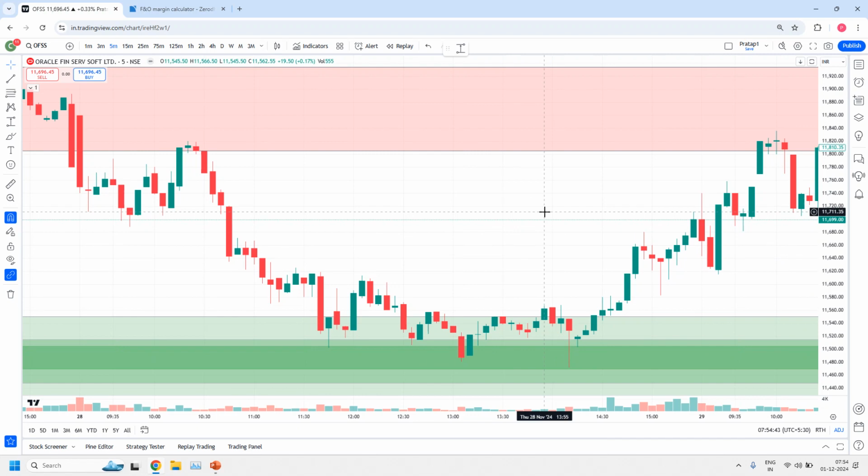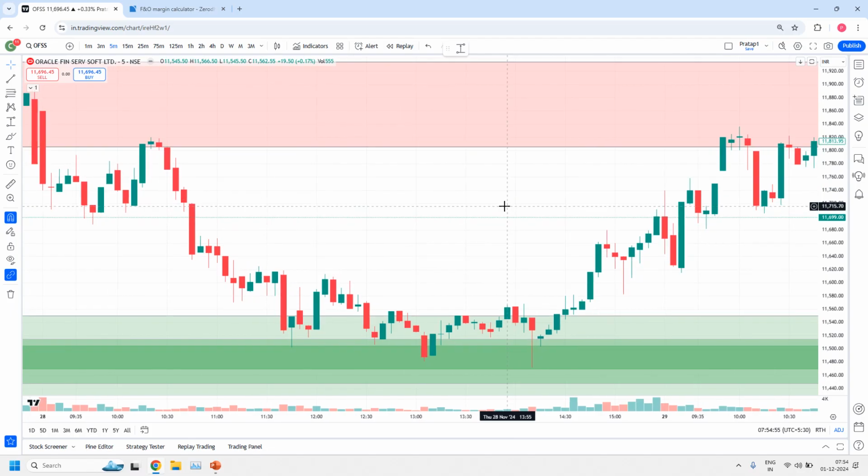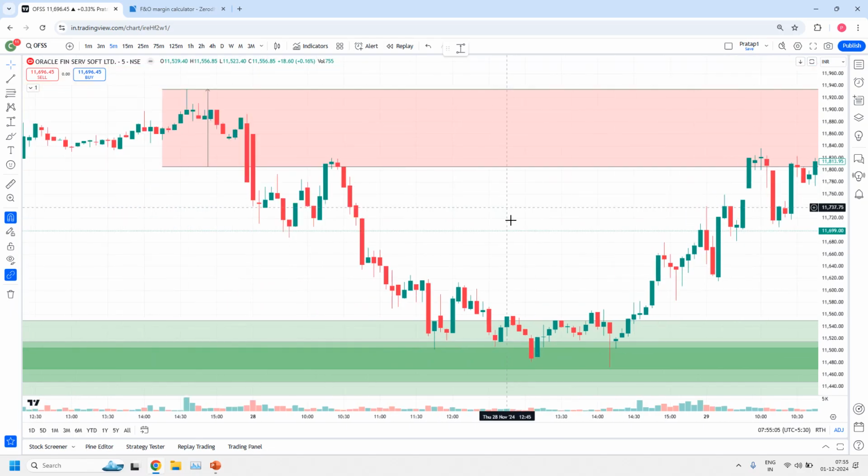Because this is a WIT trade, this is not an intraday trade. You have to hold the trade for the next few days or maybe 1 week also, until it reaches the target. Sometimes the target may be reached during the intraday, sometimes the next day, sometimes after 1 week. But whenever it reaches, you have to exit on that day.